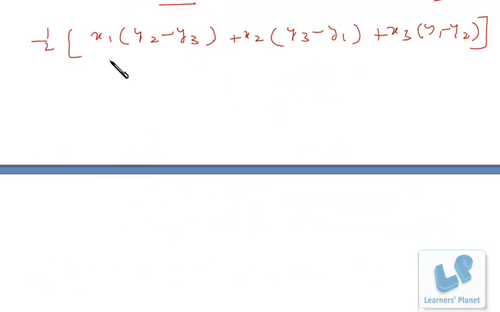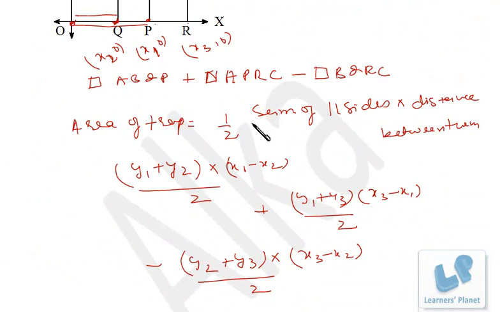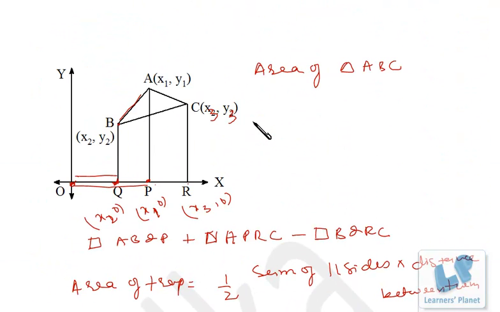Friends, we can directly use this formula to find out the area of the triangle when the three vertices are given. And this derivation is really important, so just try to write it two to three times, you can memorize it.